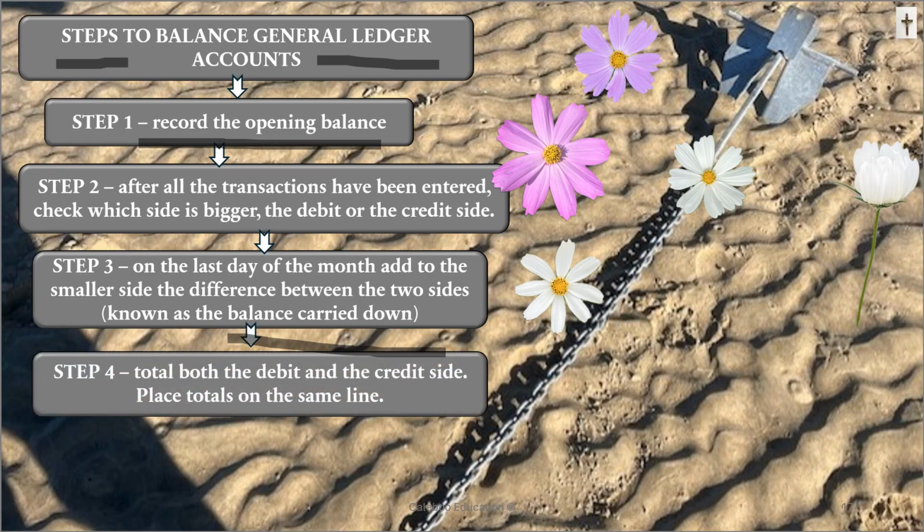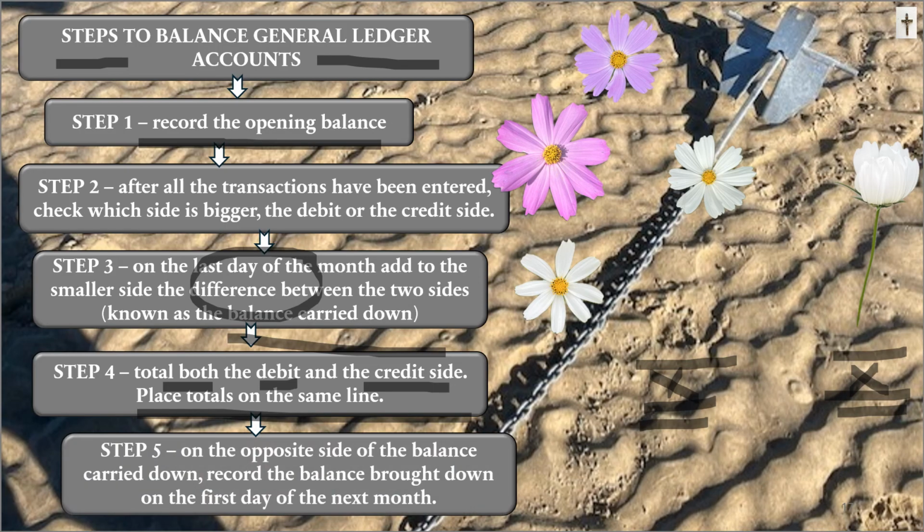Step 4. Total both the debit and the credit side. Place the totals on the same line. So after you've added the difference, you add up both sides, the debit and the credit, like that, and the two sides will balance, balancing the accounts. But that's not the last step.